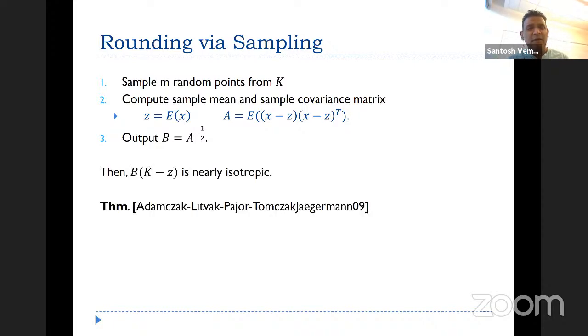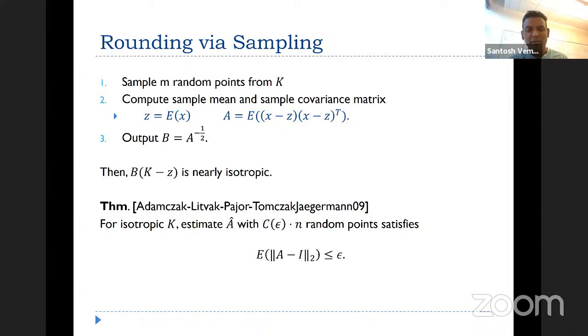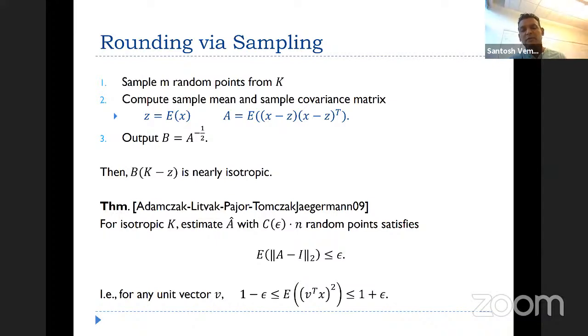Now, the question is, how accurate is this? Meaning, how many samples do you need? And it was shown in 2009 that in fact, a linear in the dimension number of samples suffices. The C epsilon here also grows roughly as 1 over epsilon squared. With a linear in n number of samples, the estimate of the covariance is close in operator norm. In other words, for every vector V, the variance along that direction is estimated to within relative error 1 plus epsilon, using only a constant depending on epsilon times n random samples. So that's another application: figuring out the covariance ellipsoid, assuming you can sample.